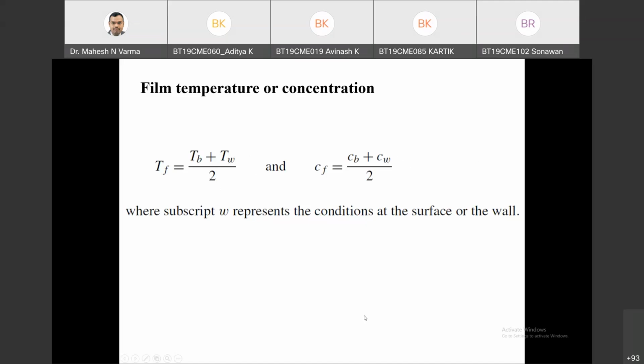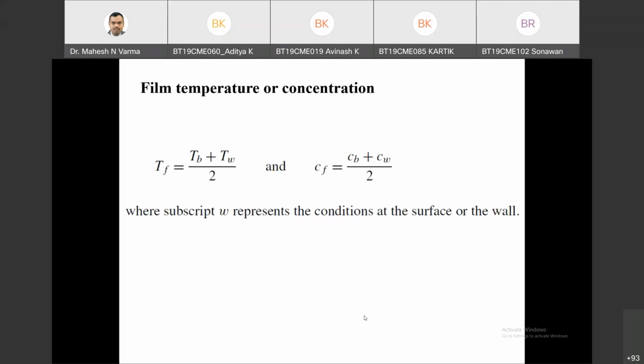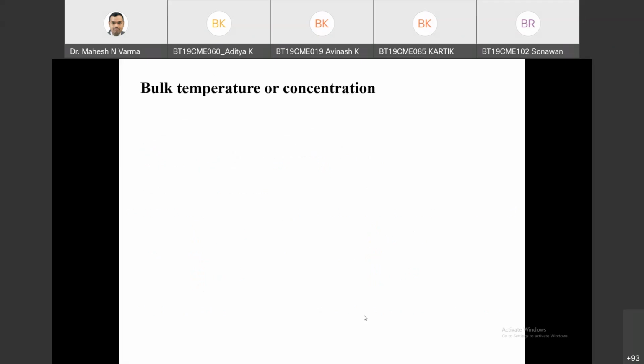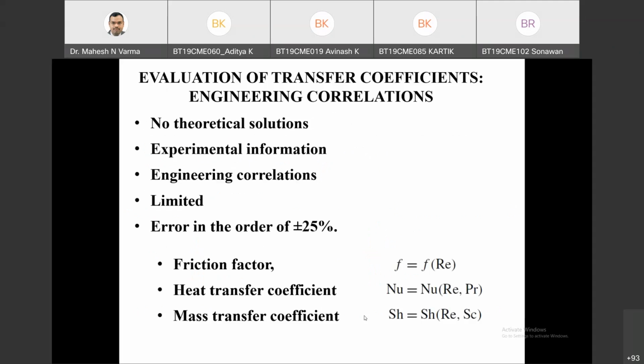So with this brief introduction for starting the engineering correlation, we'll stop today's class, and maybe in tomorrow's class we'll discuss flow over a flat plate and how to get the engineering correlation. If you have anything to add to this discussion, we can discuss for a minute, or that's all I want to discuss. This is just a start of engineering correlation. In the next class, we will discuss how these engineering correlations are obtained.